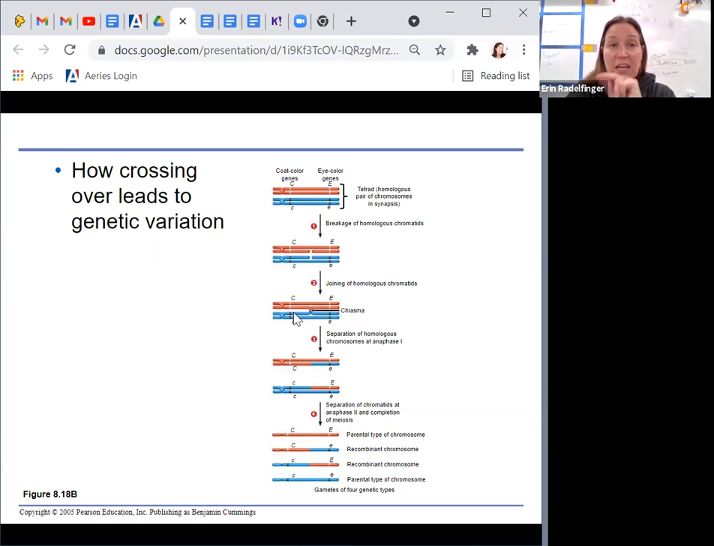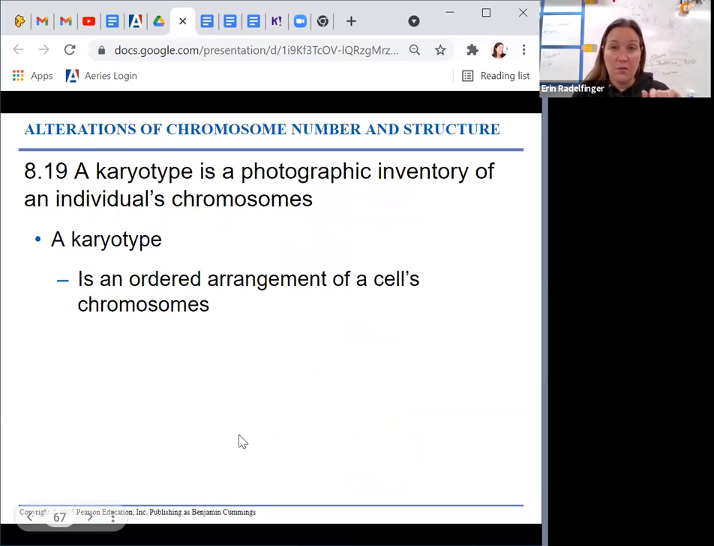We end up creating another CE combination that is a combination between mom and dad as a result of crossing over. And then we have the two recessive alleles as a result of dad's original paternal type of chromosome or sister chromatid. So we create that genetic diversity as a result of crossing over.